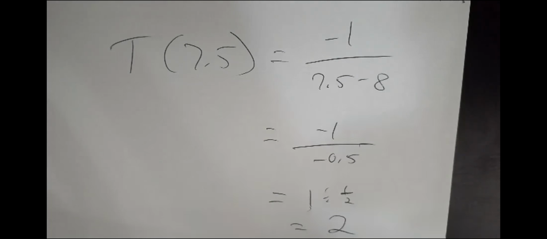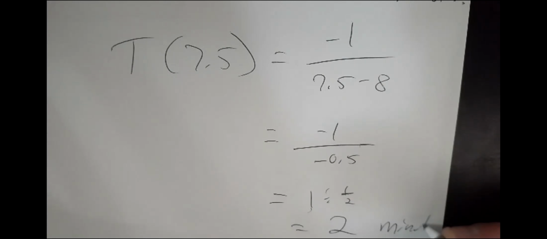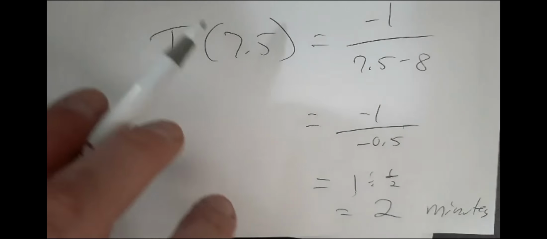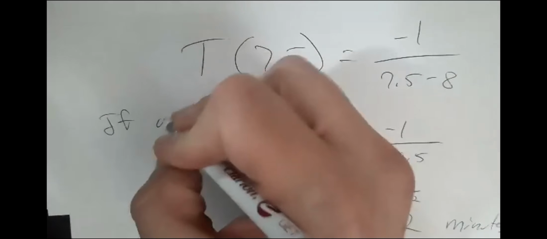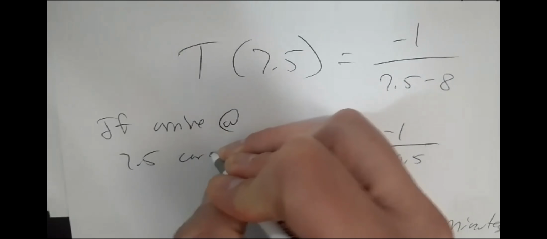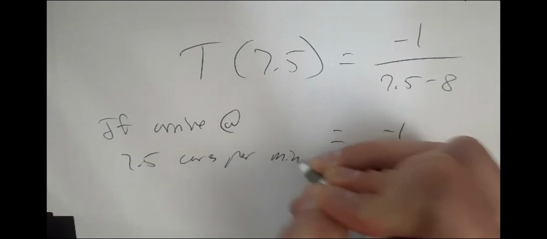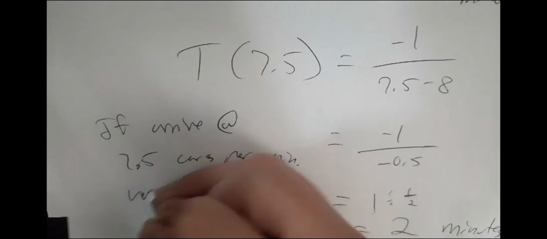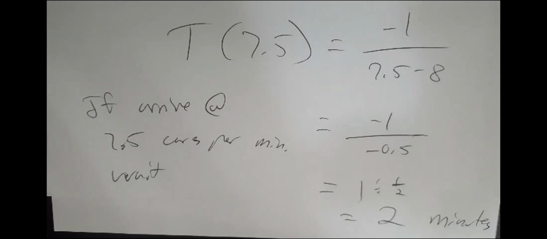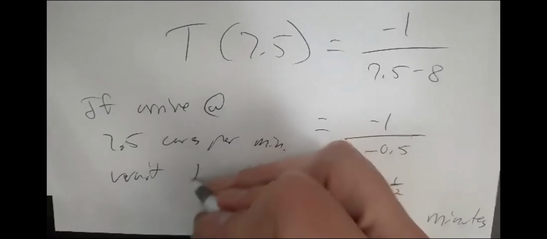2 minutes. Yeah, I really should interpret this and go back and interpret this, but I'm being kind of lazy, I guess. If cars arrive at, what, 7.5 cars per minute? I guess I'll do some interpretation. Half English here. If cars arrive at 7.5 cars per minute, wait time is.